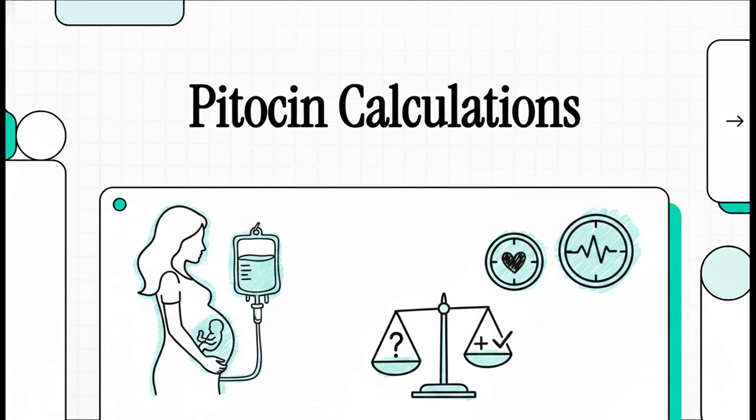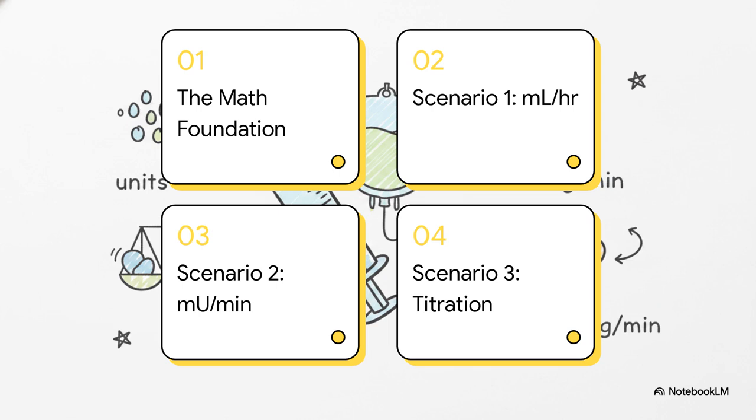So today, we're going to eliminate that guesswork entirely by completely mastering the desired over have method for Pitocin calculations. Let's dive into this. We've got a 4-step plan today, starting with the math foundation, moving to calculating mLs per hour, then flipping it to calculate milliunits per minute, and finally navigating those tricky titration parameters.